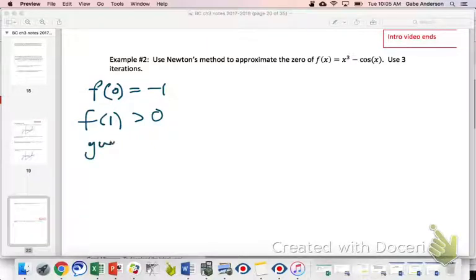I'll just put guess 0.5, and let's use Newton's method. Since Newton's method comes from something pretty simple, the point-slope form of a line, it's something I'd want you to remember on your own. So let's see if we can write it down.